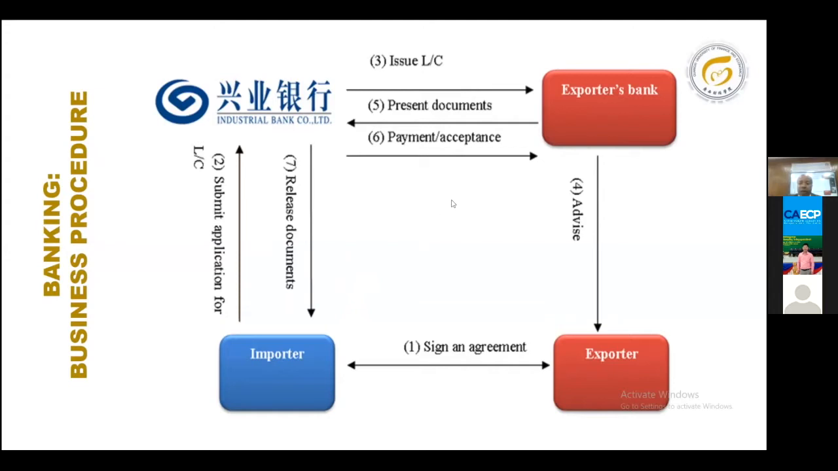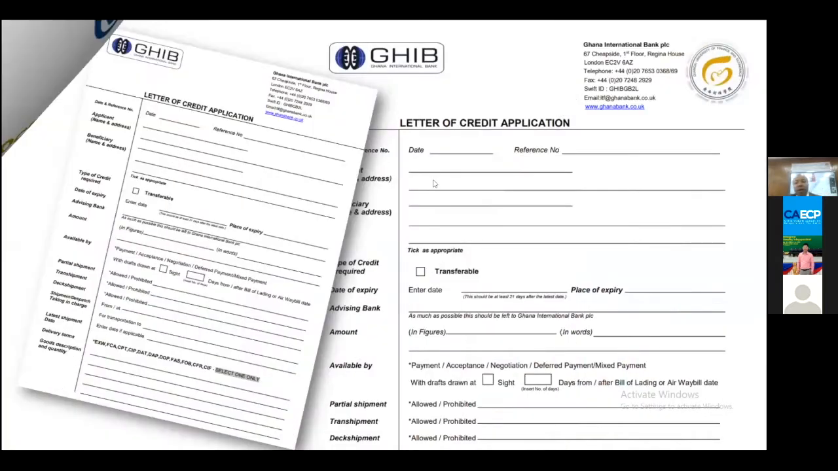Okay, so you have the contract somewhere. It's not even here, but it's happening. And then that's how it starts, and then until the end. So the documents, a letter of credit application. The application is very, very important. And after that, you just use it.